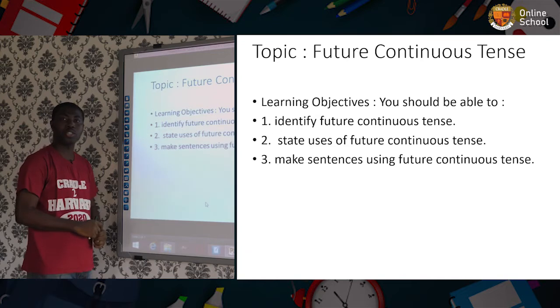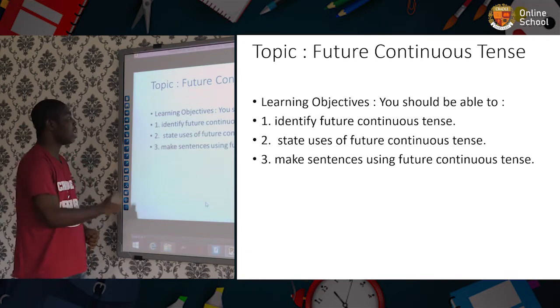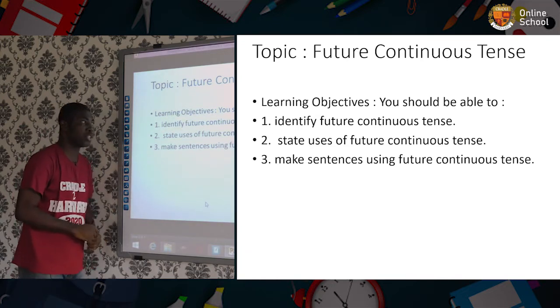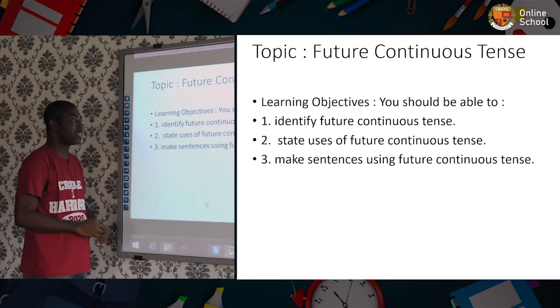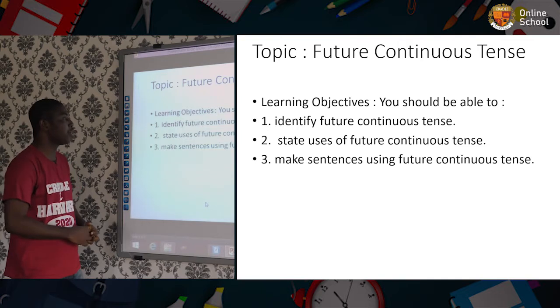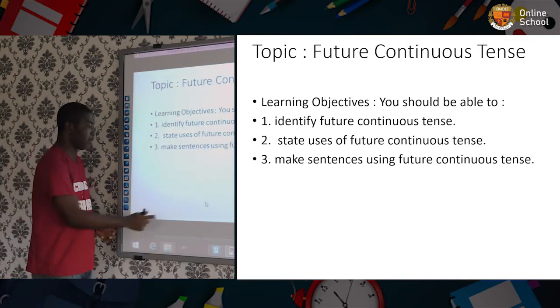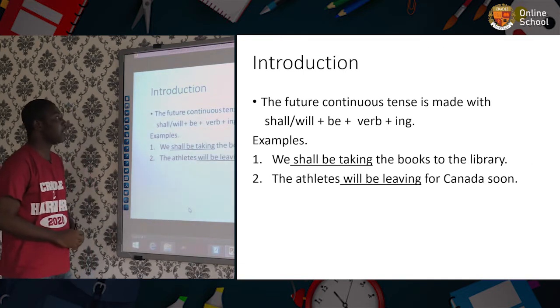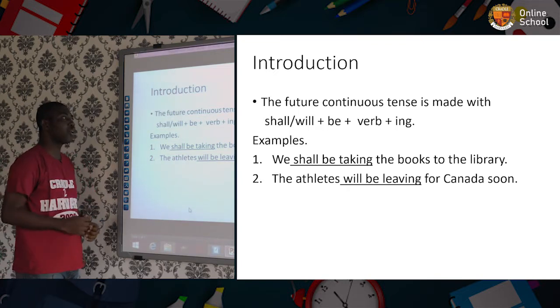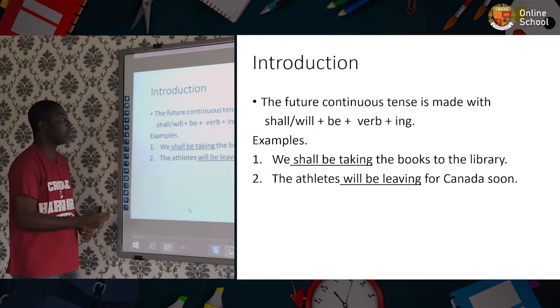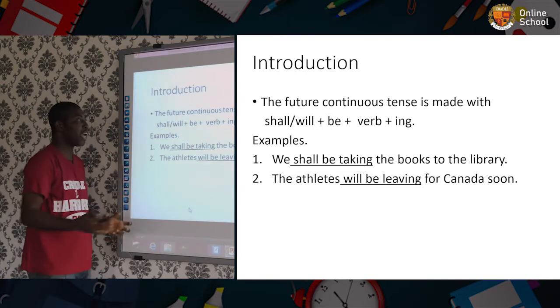identify future continuous tense when you see one, and you should be able to state uses of future continuous tense, and you should also be able to make sentences easily using the future continuous tense. So let's get started. What is the future continuous tense? The future continuous tense is made with shall or will plus be plus verb plus ing.